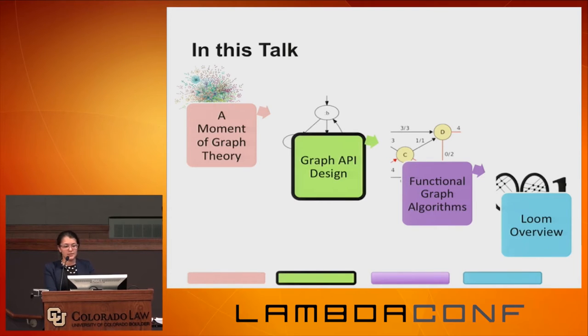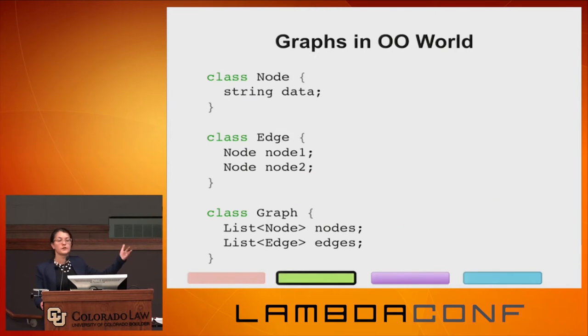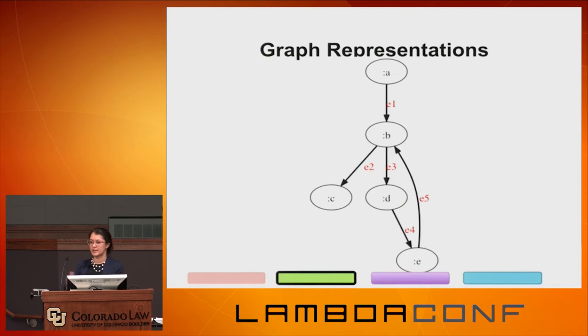Also, in object-oriented languages, we'll have a class Node, which has some data associated with it. And we have an Edge object, which has the two nodes that it actually connects. And we have a class Graph, which has collections of nodes and edges. And of course, an edge can also have some attributes associated with it and so on. But let's talk more abstractly about how we can represent graphs first.